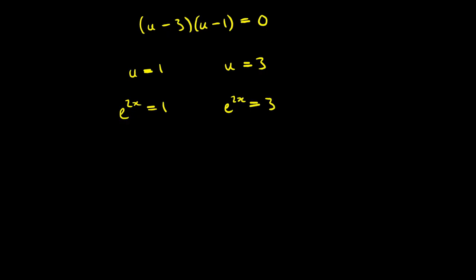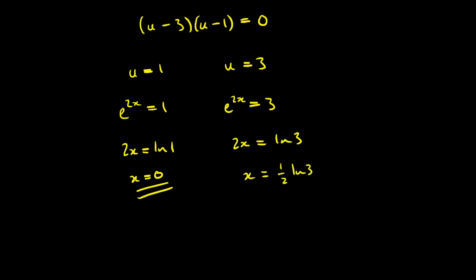We can use natural logs here. If we use natural logs for the first solution, we get 2x is equal to ln 1. And of course, ln 1 is 0. So x here will equal 0. That's one solution. On the other side, if we use the natural logs, 2x is equal to ln 3. And therefore, x will equal a half ln 3. Sorry, I just tidied it up, otherwise it looks like minus a half. Okay, equal to a half ln 3. Those are our two answers there.